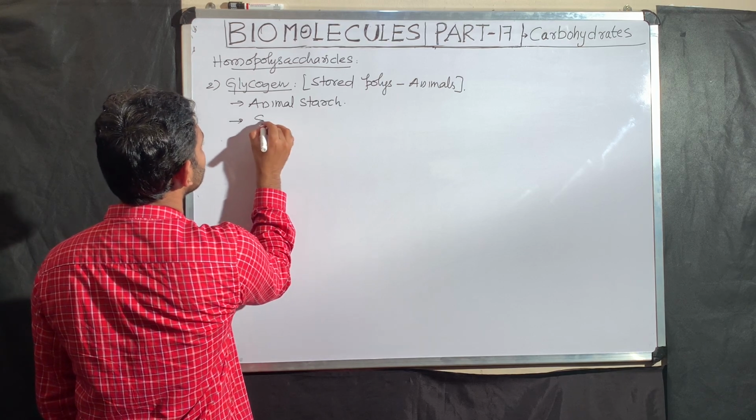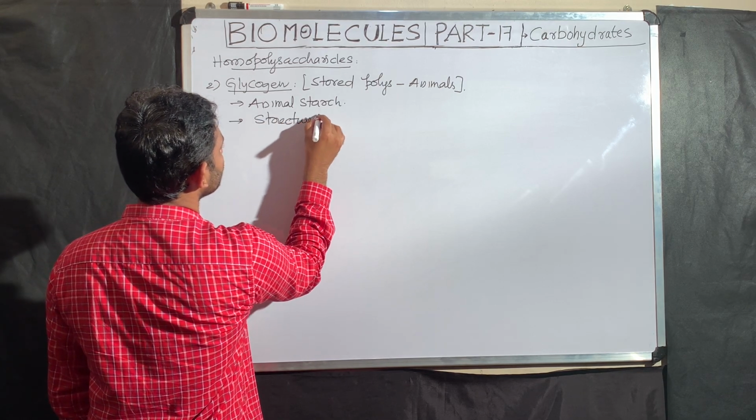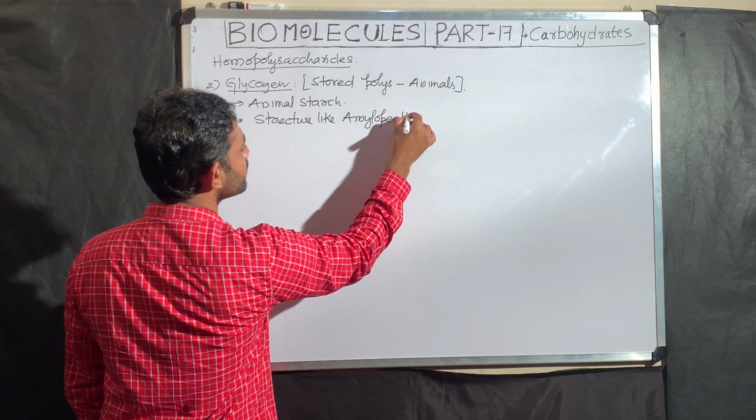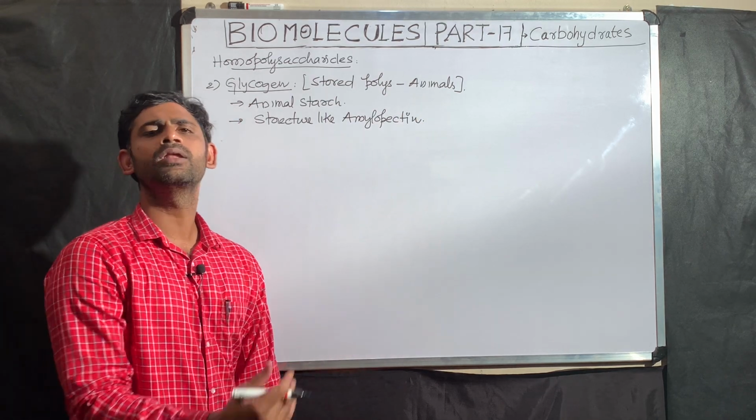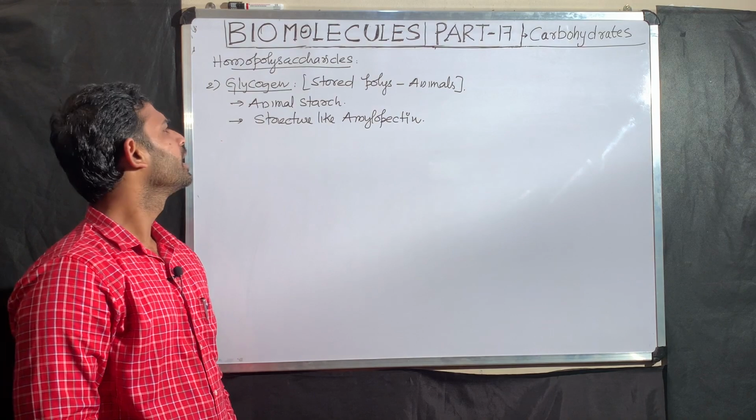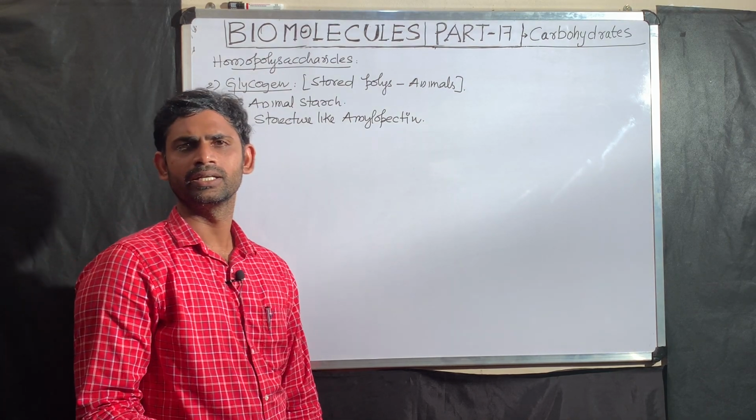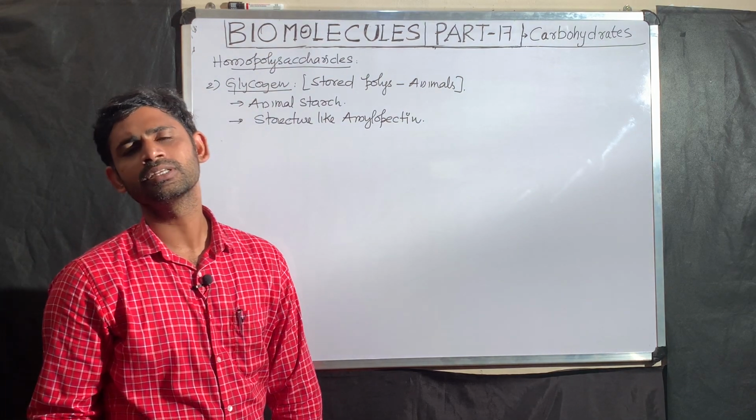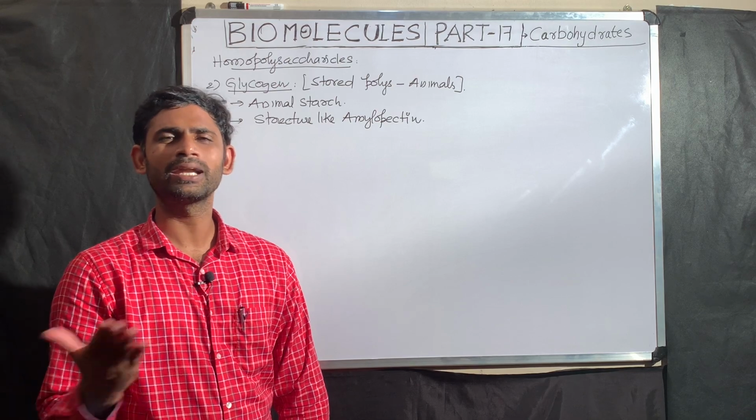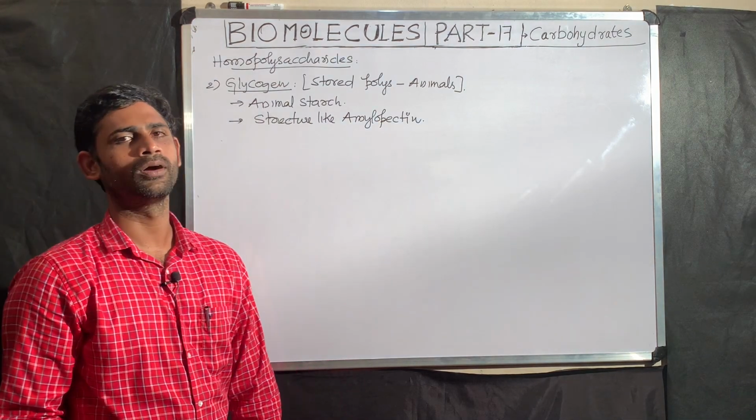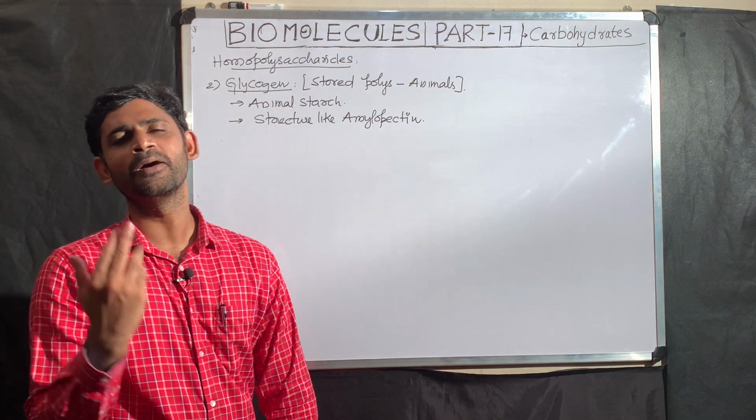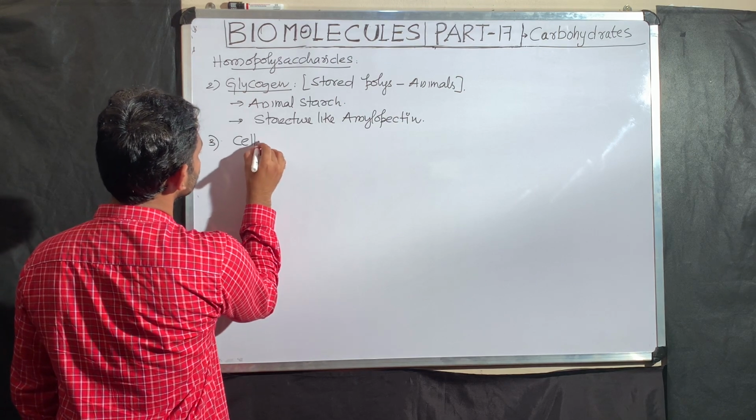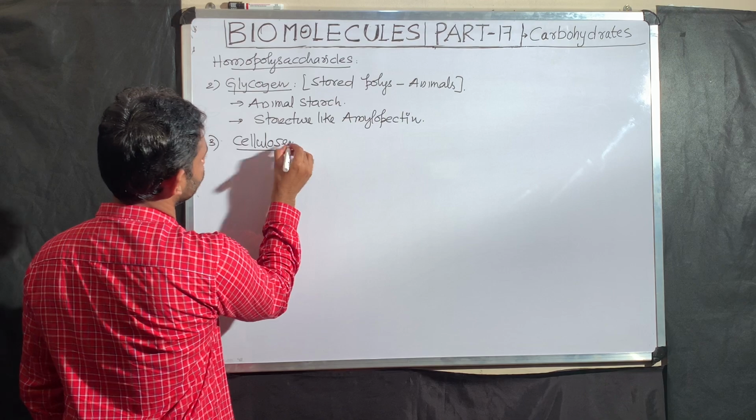The structure of glycogen is like amylopectin. So when I said the structure of glycogen is like amylopectin, what you need to understand is that this glycogen is also branched. So it is also a branched polymer or homopolymer of alpha D glucopyranose linked through alpha 1,4 glycosidic bond, and at the branch point alpha 1,6 glycosidic bond. Because I already explained the structure of amylopectin. Okay? The next polysaccharide is cellulose. That is about the cellulose.